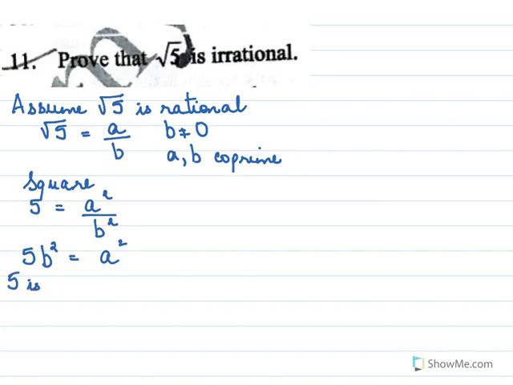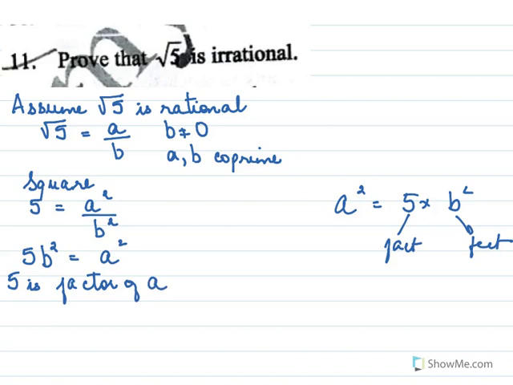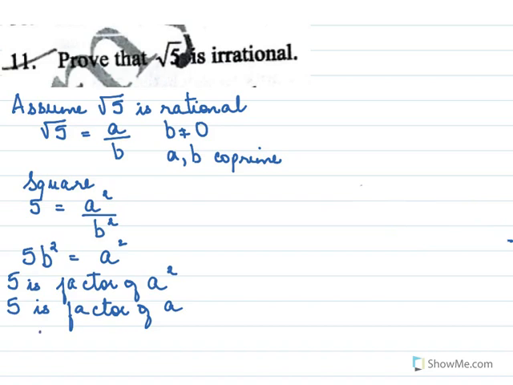So from here I say, see here, a square equal to 5 into b square. This is a factor and this b square also is a factor. So I can say 5 is a factor of a square and 5 is a factor of a. So if 5 is a factor of a, I can write a equal to 5 into m. So now I'm going to substitute this a equal to 5 into m in the equation.